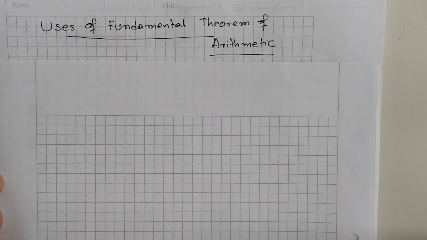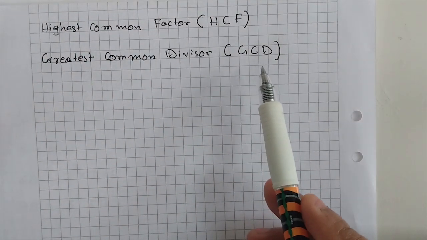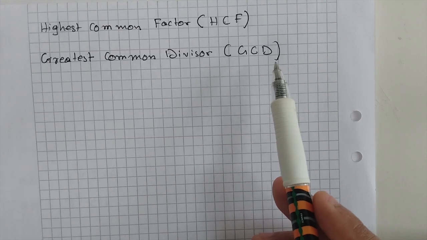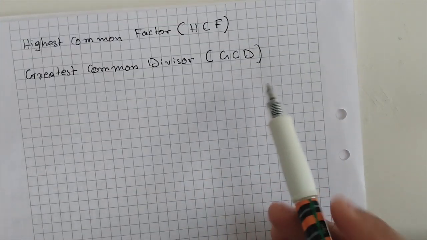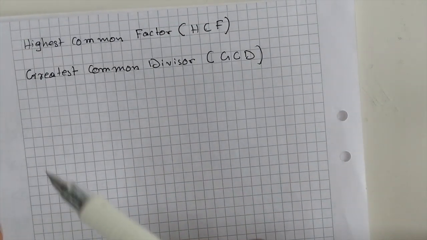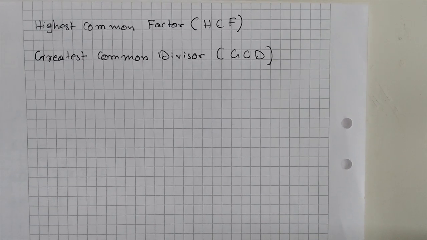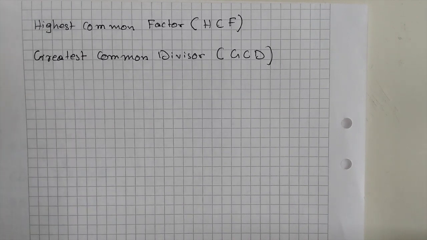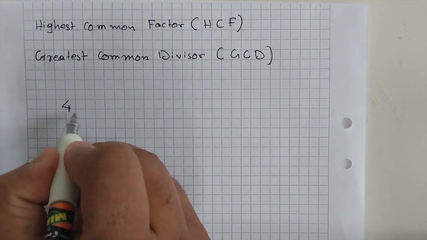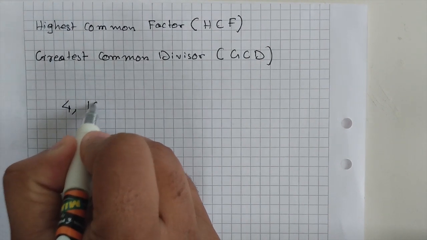Let's first check out what is the highest common factor. The HCF and the GCD are one and the same thing, but in some countries they are expressed differently. In some countries they call it HCF, and in some other countries they call it GCD, but they are one and the same thing. The HCF and the GCD are very much used in number theory, in solving quadratic equations and other stuff.